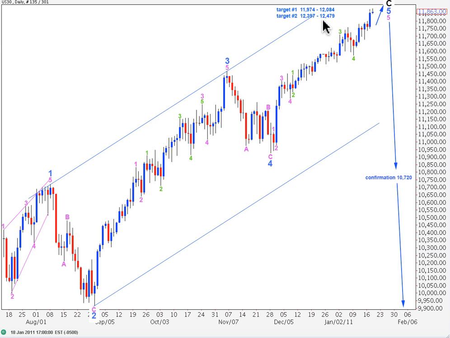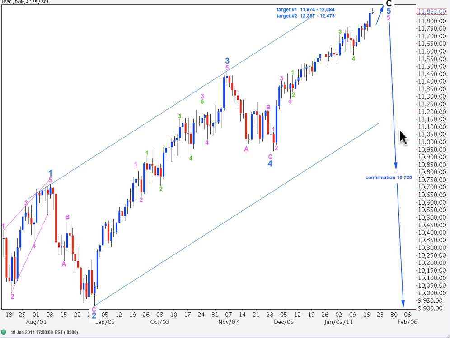My second target, probably a little less likely at this stage, at 12,397, wave 5 pink will reach 2.618 the length of wave 3 pink, and at 12,479, wave 5 blue will reach equality with wave 3 blue.